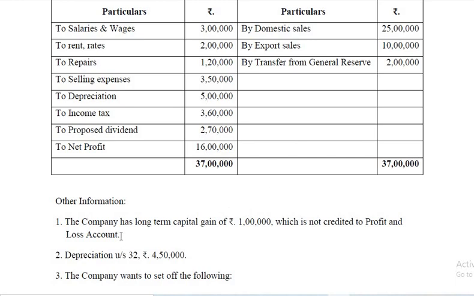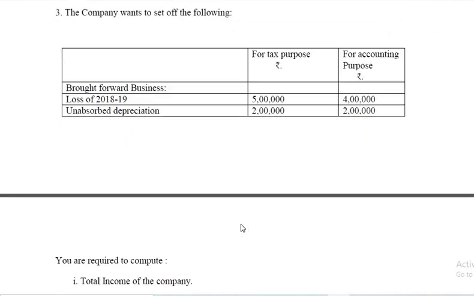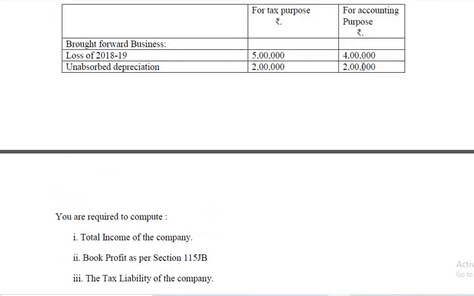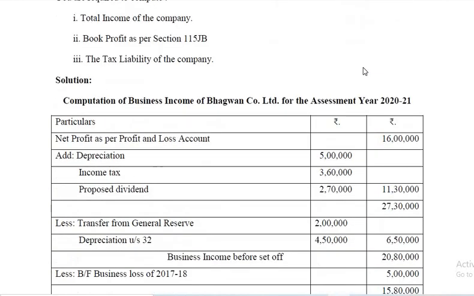Alright. So this 1 lakh is not to be added, but if it is already credited to profit and loss account, it is not to be deducted. And then 4 lakh or 2 lakh, whichever is less, that should be deducted.